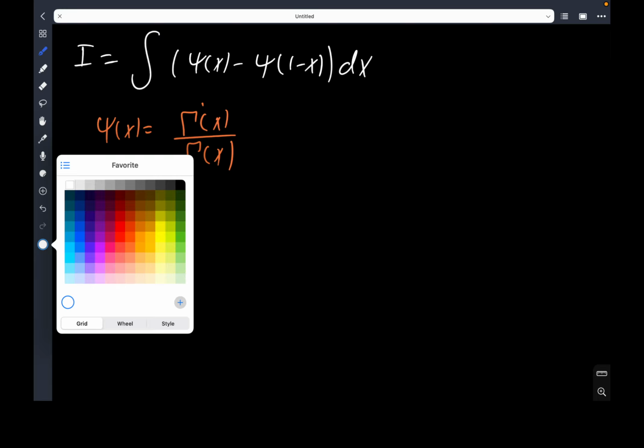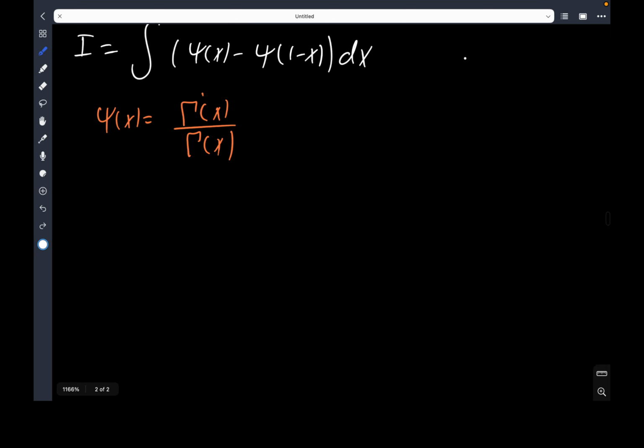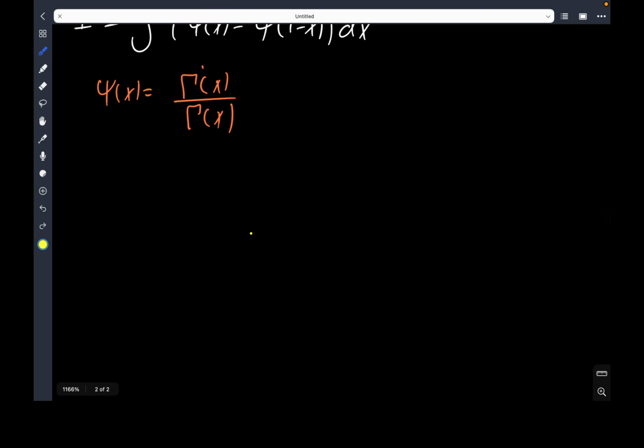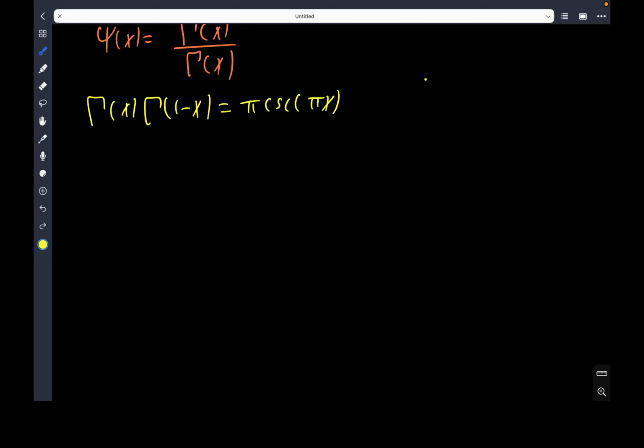So, how should we solve this integral? First of all, let's remind ourselves that Euler's reflection formula says gamma of x times gamma of 1 minus x is equal to pi cosecant of pi x. Now let's take the ln of both sides to see what happens. Ln of gamma of x times gamma of 1 minus x is equal to ln of pi cosecant of pi x.